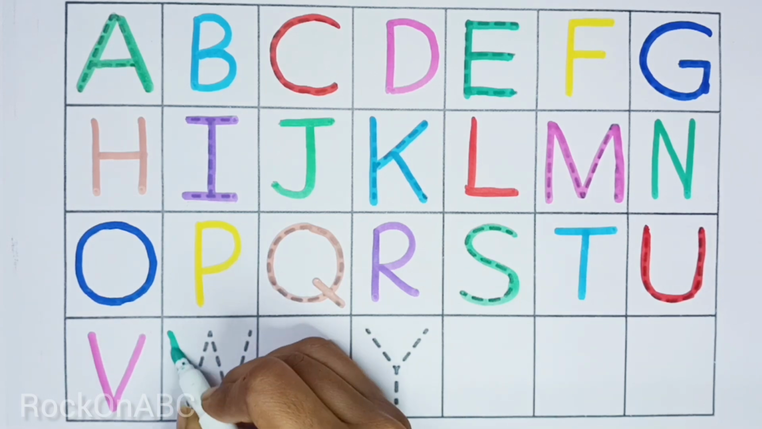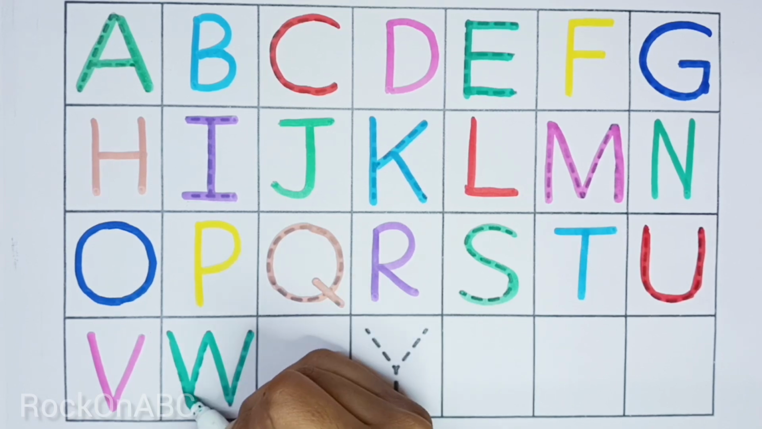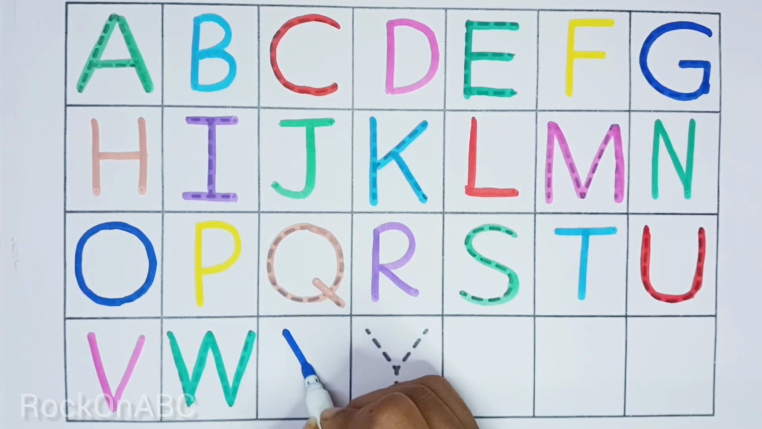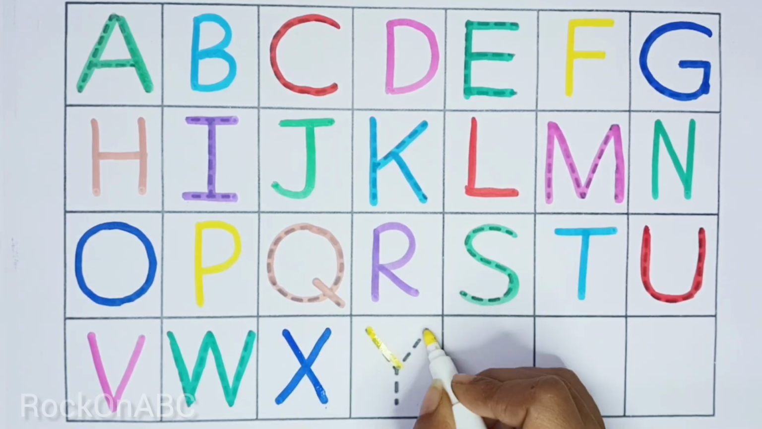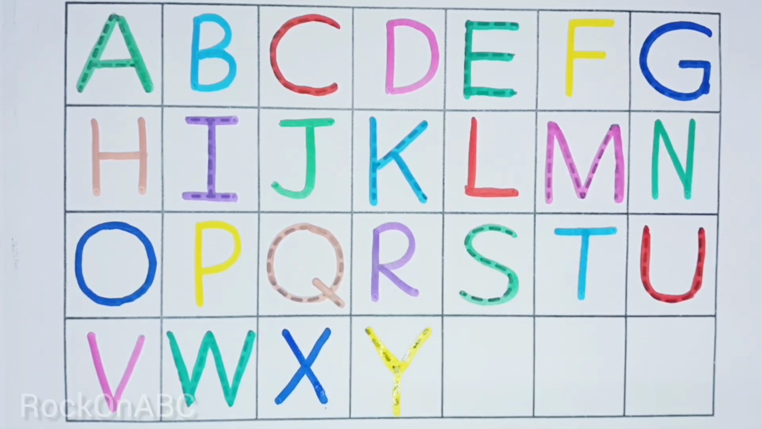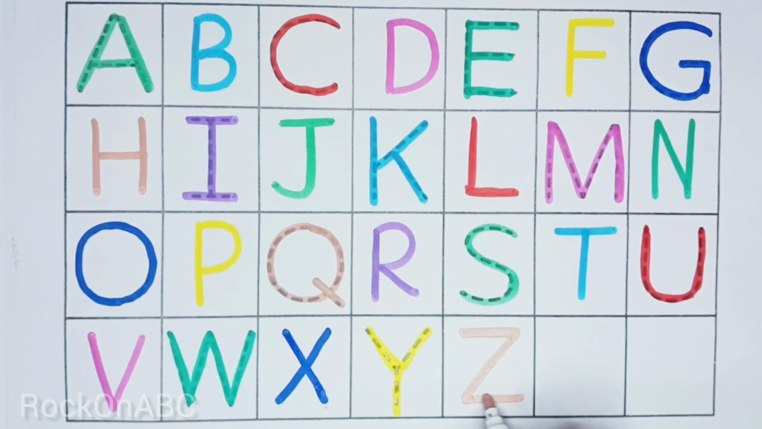W for watermelon. X for X-ray. Y for yo-yo. Z for zigzag.